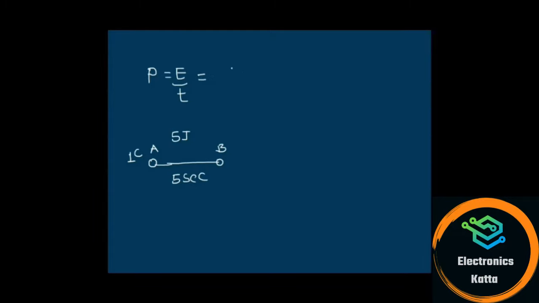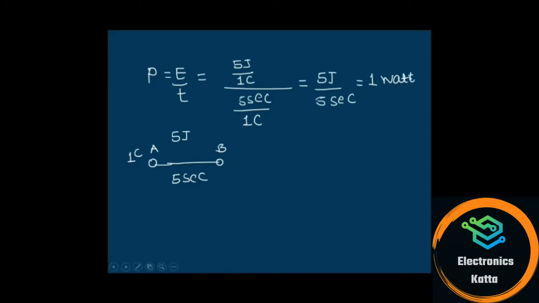that is E by T. Now here in this case, to move 1 coulomb of charge we required 5 joules of energy, that is 5 joules per 1 coulomb, and the time required to move this 1 coulomb of charge is 5 seconds. So the power required for this task is 5 joules per 5 seconds, that is 1 watt.